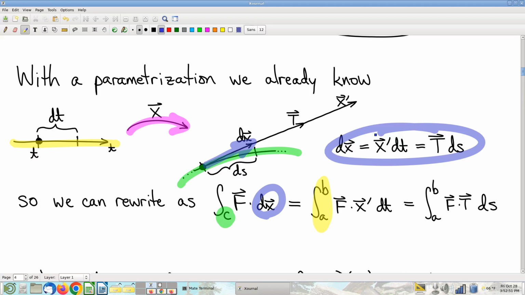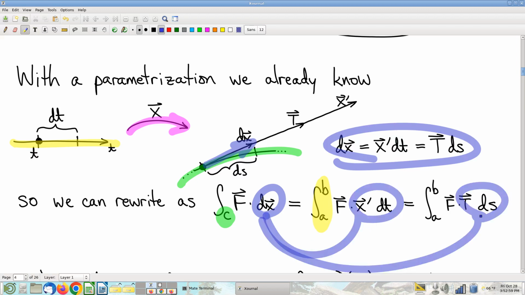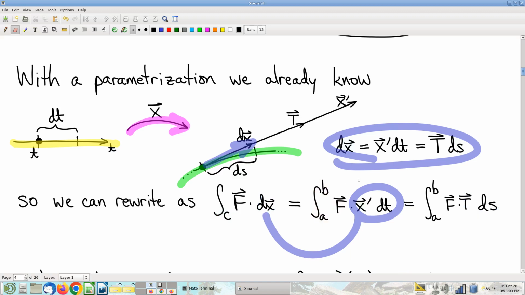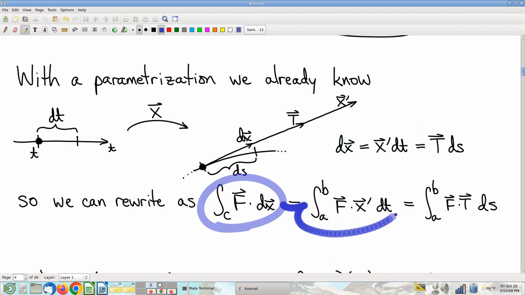And so, given those formulas, dx is x prime dt, or if you prefer, T ds. In particular, the first one is the one that's the payoff most immediately. If you have a vector line integral, there's a single variable calculus integral that will compute it for you. So, plug and chug. What do you think?